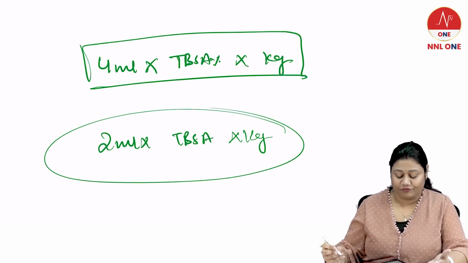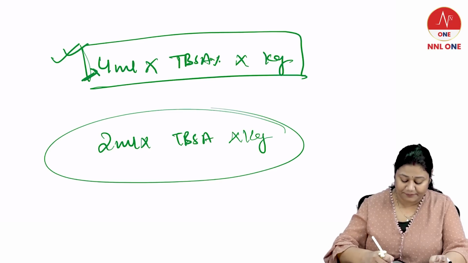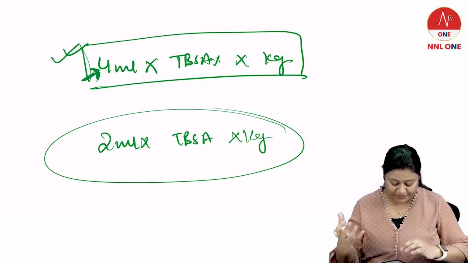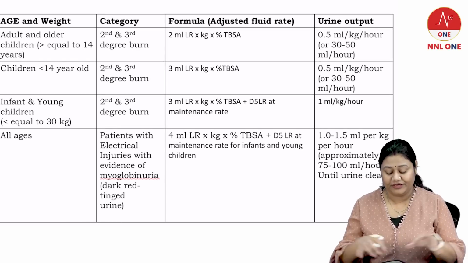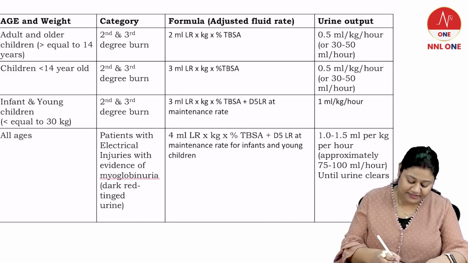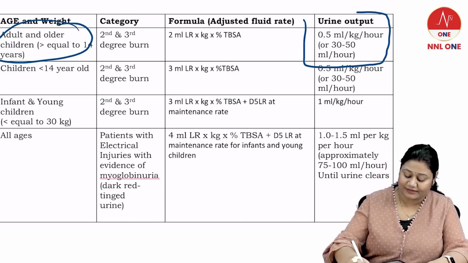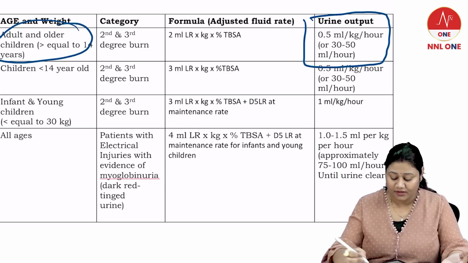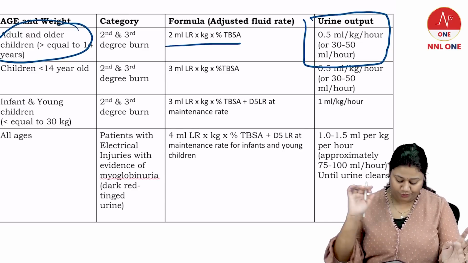So which one do we have to apply? I would recommend that you solve the question first by applying the old one. It will not waste your time. Now this is a table which you need to remember. Do we need to remember everything? No, just remember the adult scenario: what is the expected urinary output in case of burn in an adult, and what is the formula that we have to use. That's it. We are good to go.